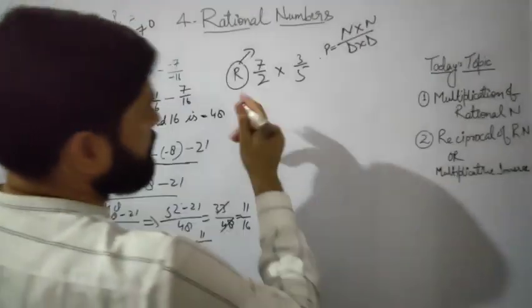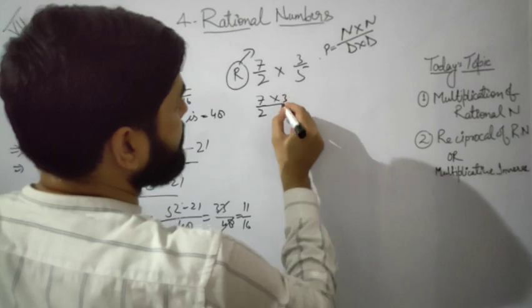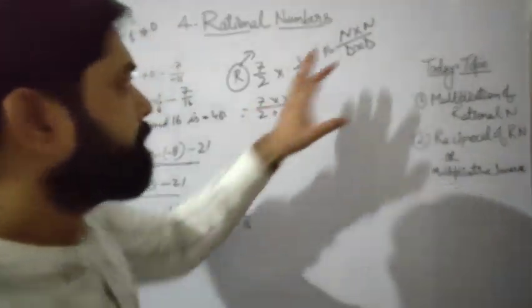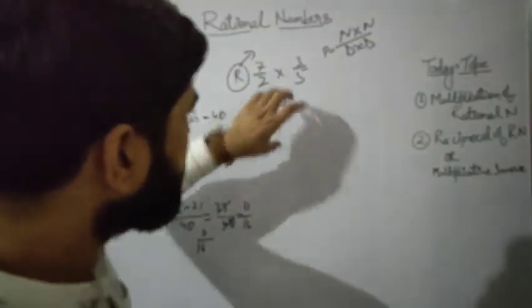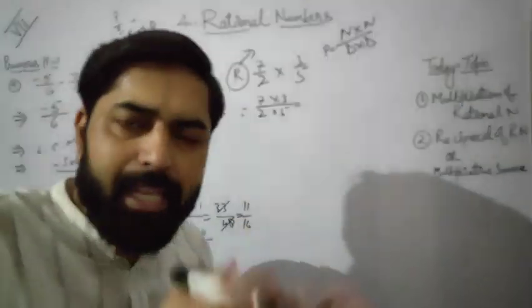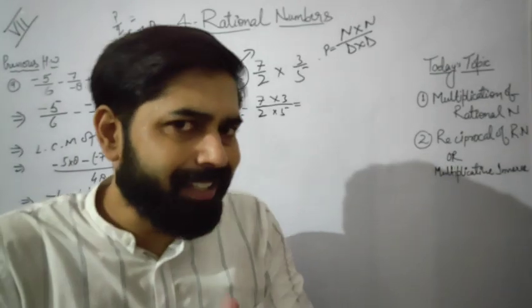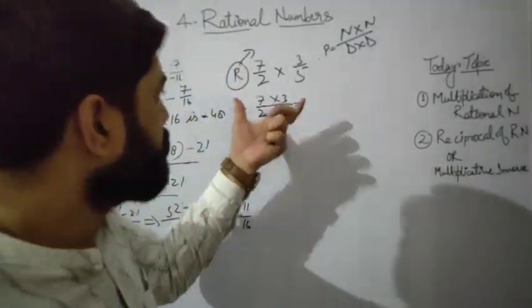So look here, 7 upon 2 multiplied by 3 upon 5. From this rule, numerator multiplied by numerator, denominator multiplied by denominator. Then observe the numerator and denominator. If any number in the numerator and denominator is divisible by the other, meaning one cancels or divides the other, then we will divide them.